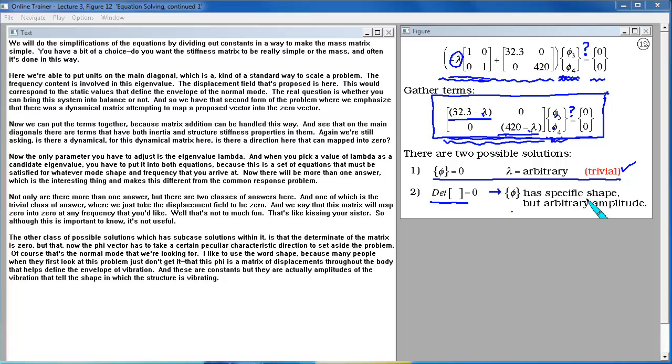I like to use the word shape because many people, when they first look at this problem, just don't get that this phi is a matrix of displacements throughout the body that helps define the envelope of vibration. And these are constants, but they are actually amplitudes of the vibration that tell the shape in which the structure is vibrating.